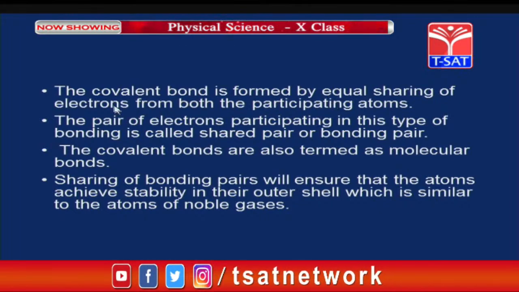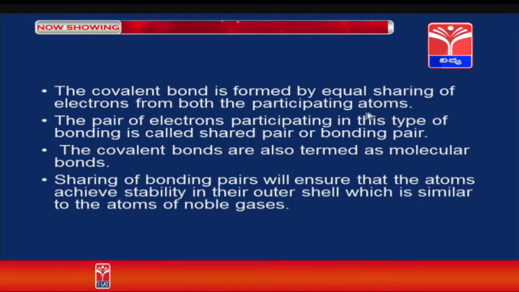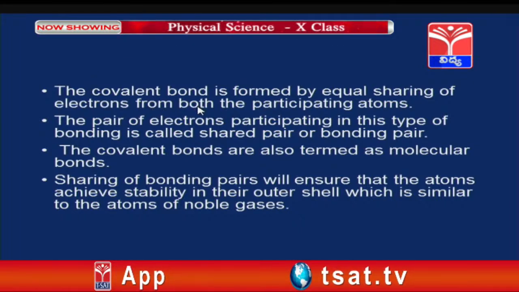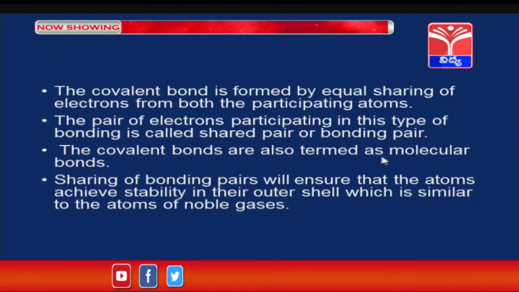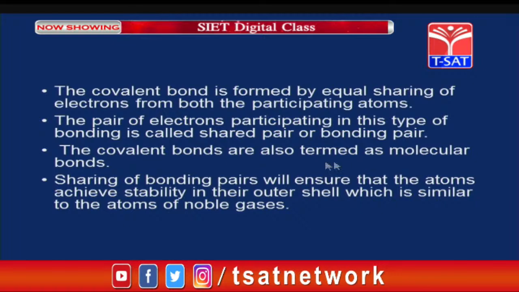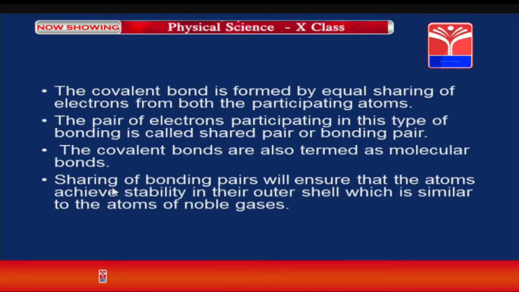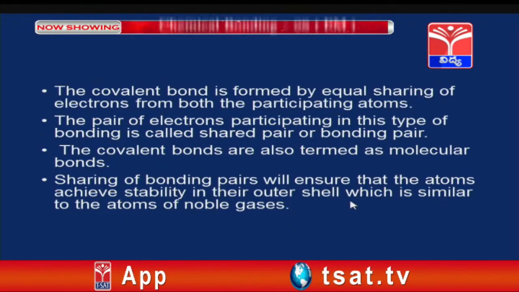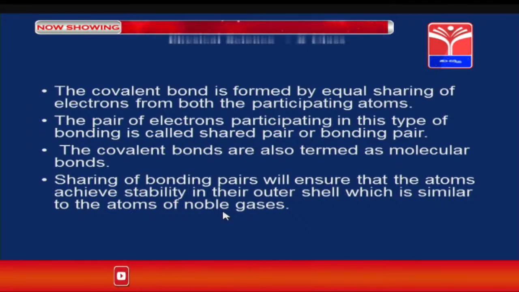So, children, when a bond is formed due to the sharing of electrons between the participating atoms, then that type of bond is called covalent bond. The pair of electrons participating in this type of bonding is called a shared pair or bonding pair, and covalent bonds are also termed as molecular bonds. Children, sharing of bond pairs will ensure that the atoms achieve stability. So, why are they sharing the electrons, children?